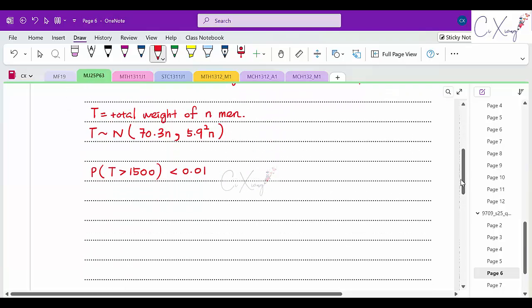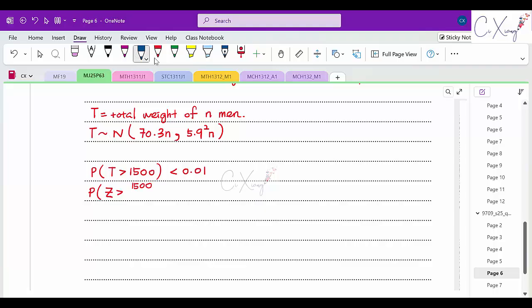To find out the probability for T here, I have to standardize it to become Z, because it is already a normal distribution. Then I will take the value of T, 1500, standardize it, so minus the mean, divided by the standard deviation. The square root of 5.9 squared will give you 5.9, then the square root of n will be square root n. So this is the standard deviation, then smaller than 0.01.